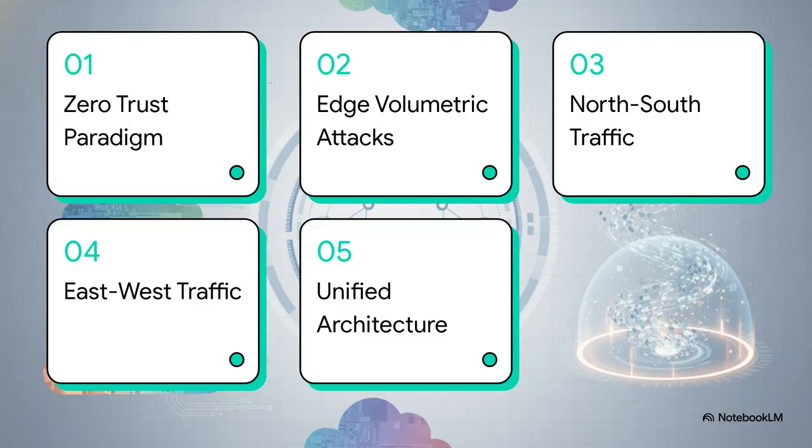Here's our roadmap for this explainer. 1. The Zero Trust Paradigm. 2. Stopping edge volumetric attacks. 3. Securing north-south external traffic. 4. Controlling east-west internal traffic. And finally, 5. Unified cloud security architecture.